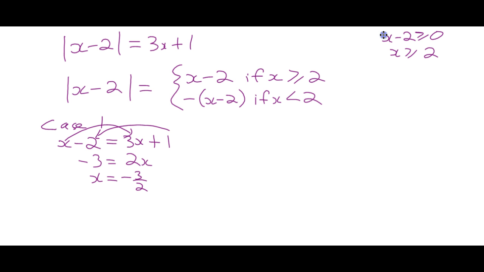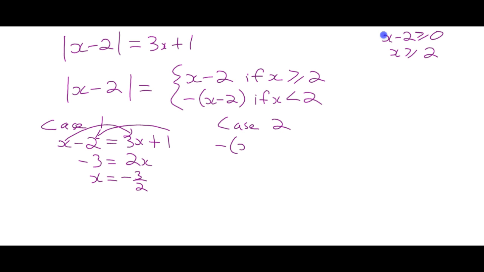Because now what does case 1 say? It says that x has to be greater than or equal to 2. Is negative 3 halves greater than or equal to 2? No. So this shouldn't work. Now we'll do a formal verification and show it really doesn't work, but that one shouldn't work. So that shouldn't be a solution.